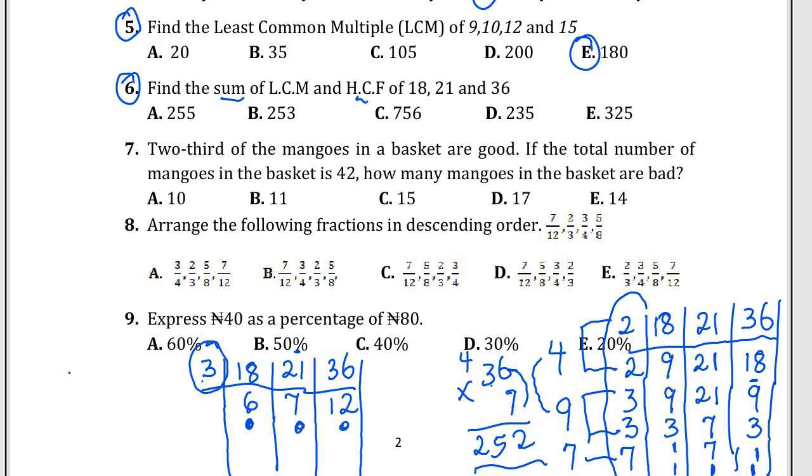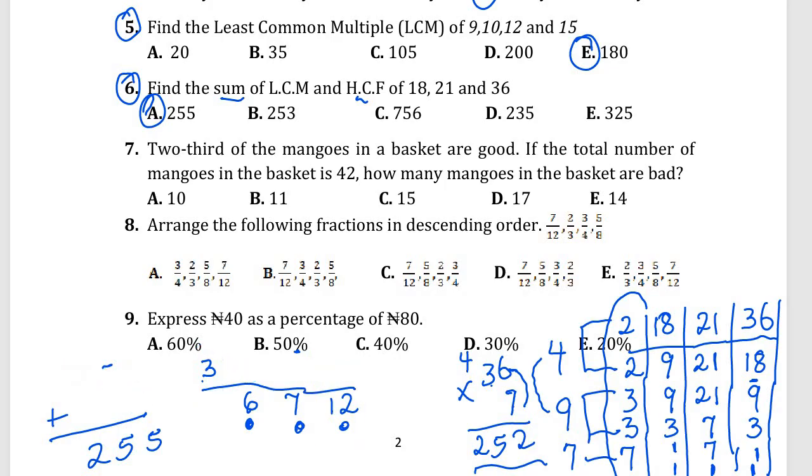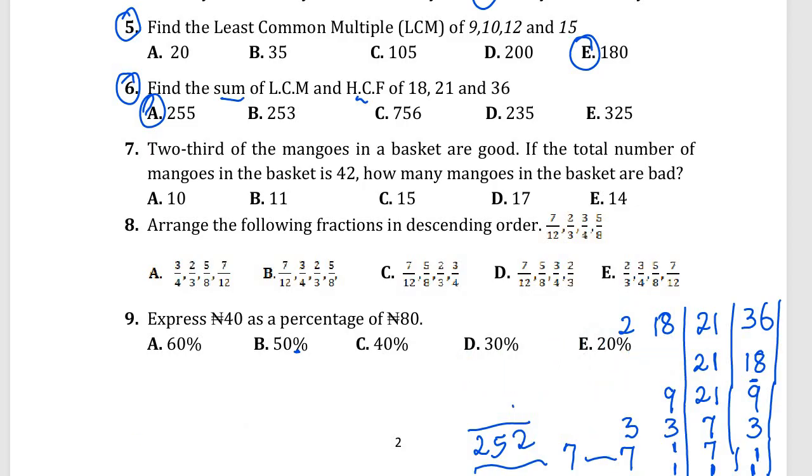Now they said find the sum. The LCM is 252 plus the HCF, which is 3, and the right answer will be 255. The right option is A. You can always go back and check through what I've done, just in case you are confused anywhere. We are done with question number 6. Now be looking at question number 7.